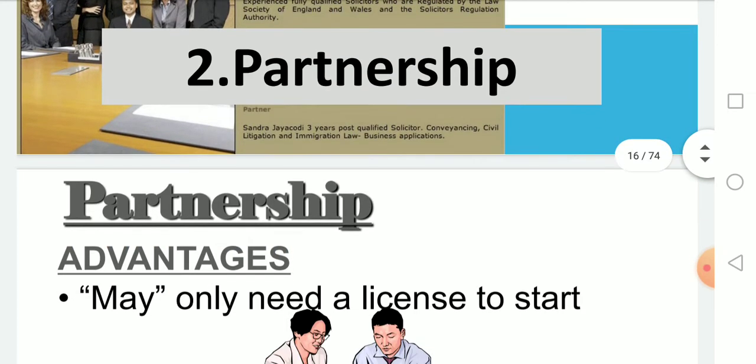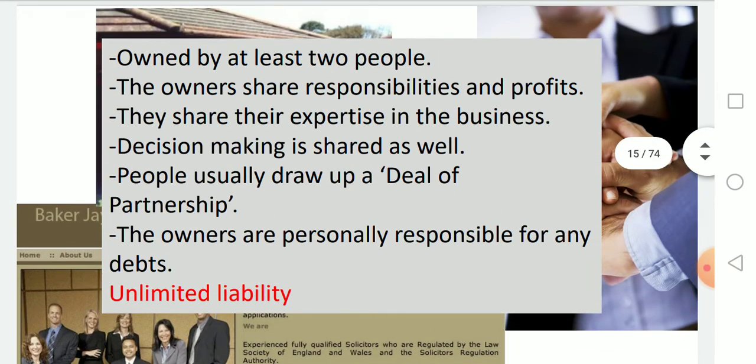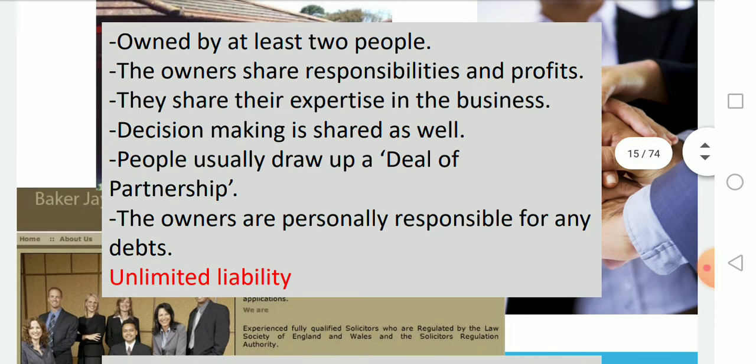Okay, so let's have the second type, and this is very easy also: partnership. When I talk about partnership, this means it is owned by at least two people. The owners share responsibilities and profits. Of course, I'm the owner and you are also the owner, so we're gonna share the responsibilities and the profits too. They share their expertise in the business. This is an advantage here, because we are sharing ideas, we are sharing our expertise in the business.